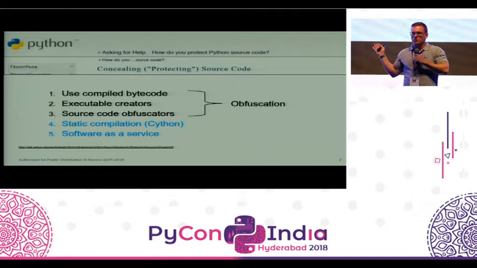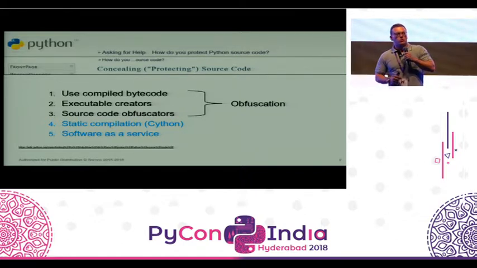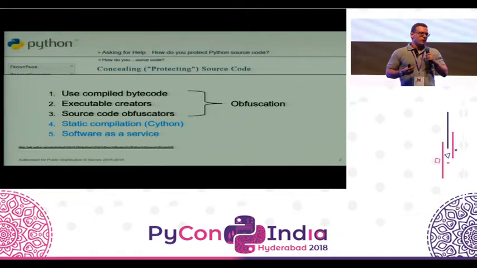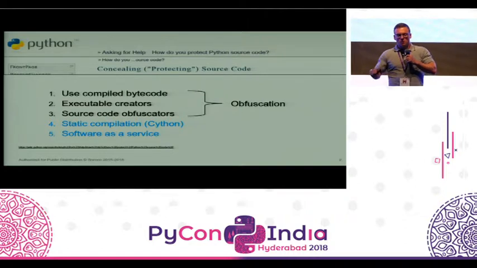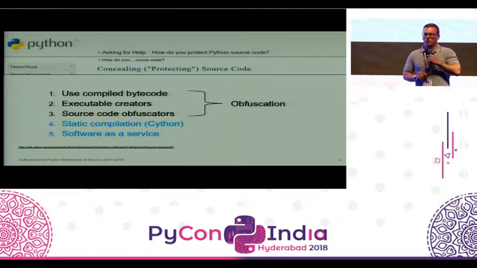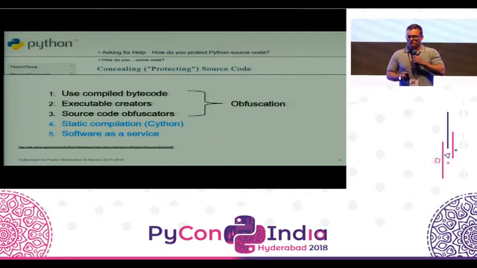The next 2 options are a little bit better. You could turn to static compilation. You could use something like Cython. But Cython's not perfect. First of all, not everything will play nicely with it. And again, it's really just a transformation of your Python to x86, which can still be reverse engineered. The last option, which is suggested on the wiki and is a general technique, would be software as a service. This works really well, but you have to run it over the internet.